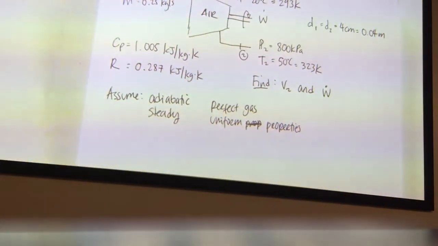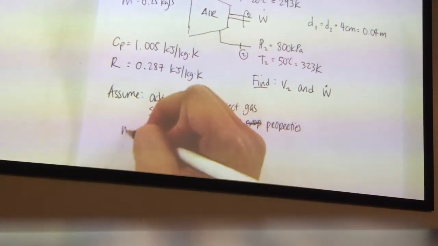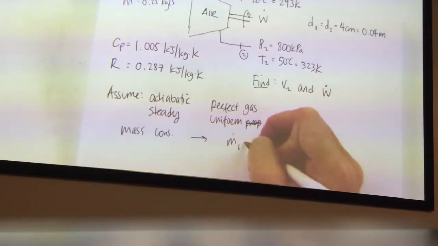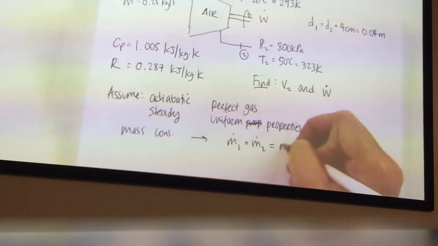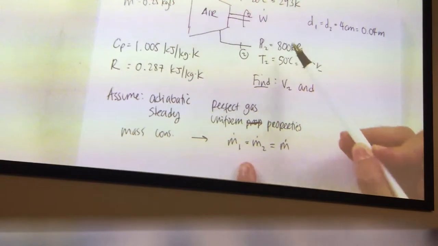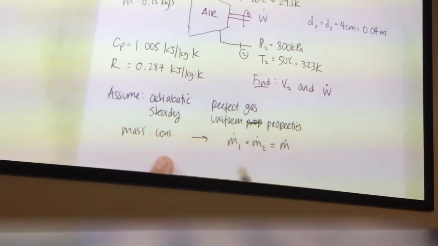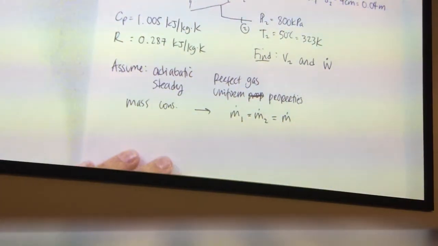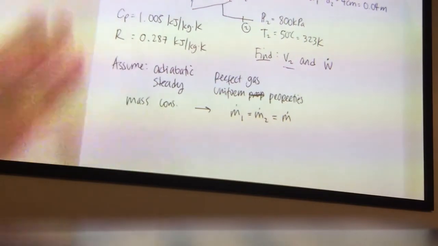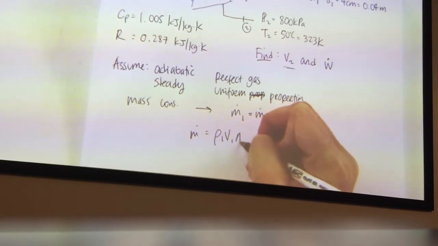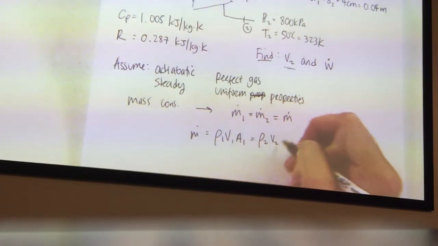Another thing we can do right away is use conservation of mass. The mass flow rate at 1 equals the mass flow rate at 2, which equals the mass flow rate in general. Why do we do that? Because we're looking for V2, and we might already have everything we need. We have both the pressure and temperature, so we might be able to solve right away without using any of the other equations. Mass flow rate equals rho 1 V1 A1 equals rho 2 V2 A2.